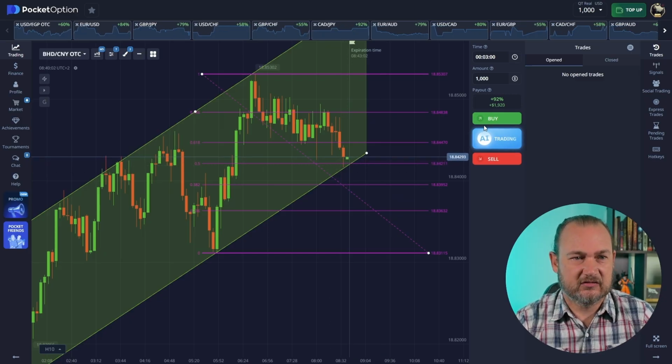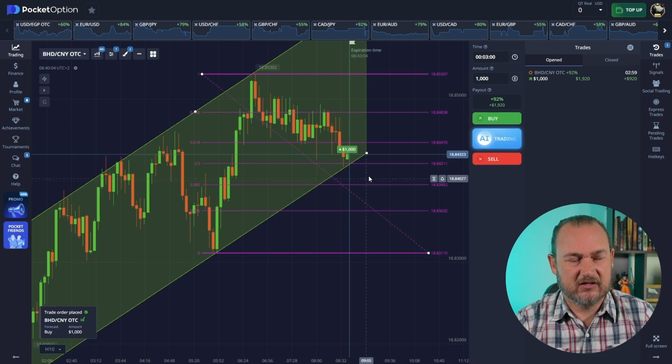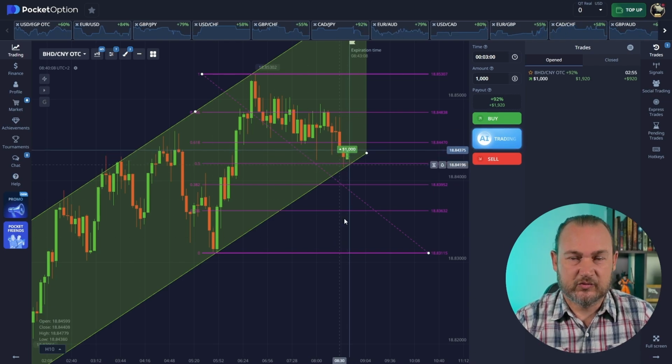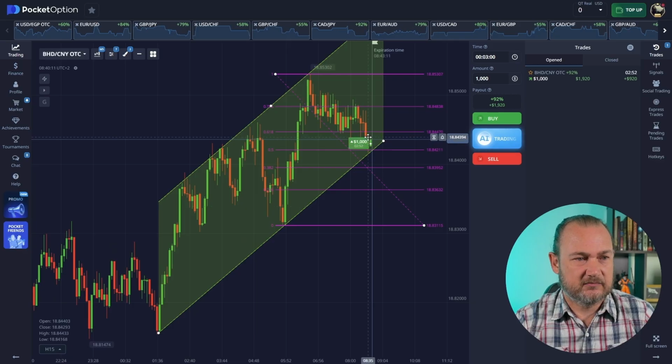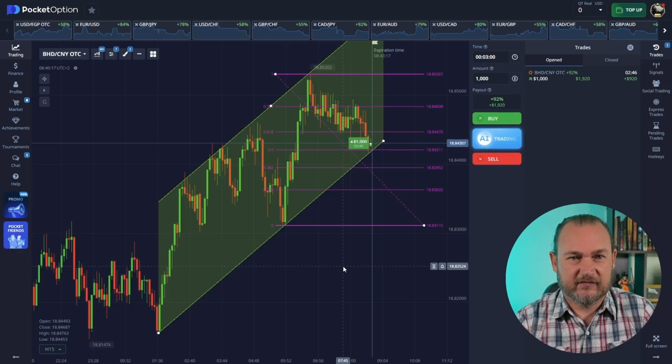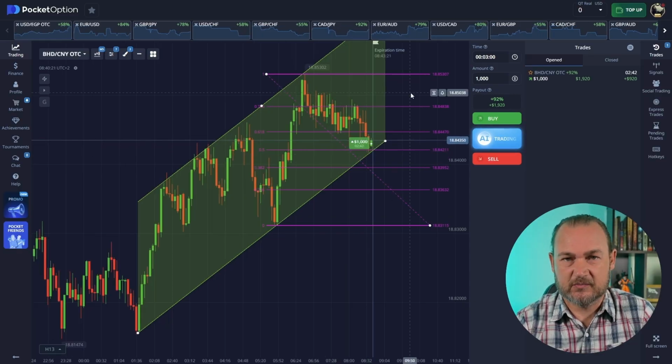alongside the rejection. There we go. Let's take our position there, and we're seeing it alongside the rejection of the channel, the upwards moving channel. And that is enough for me to say, okay, fine, I will take a risk on taking a buy trade here, because there's a very good chance that price is going to bounce.